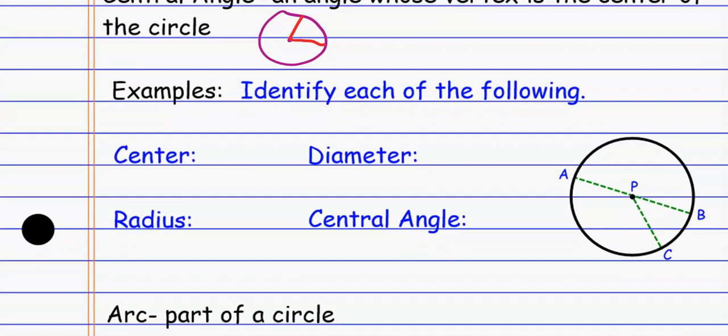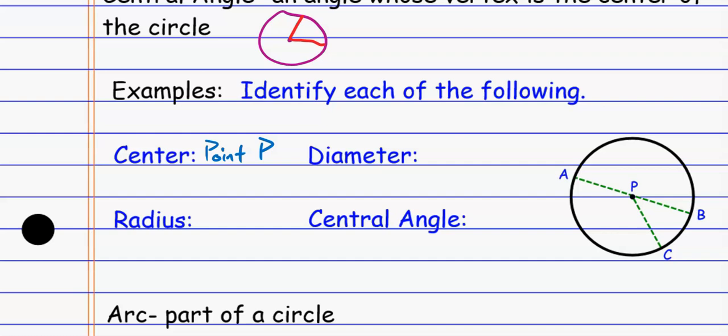For these guys, it says identify each of the following. And again, you should have a working understanding of some of these things already. And so the center of the circle is going to be point P. So we're just going to say point P. All right. And remember, the center of a circle is a point.